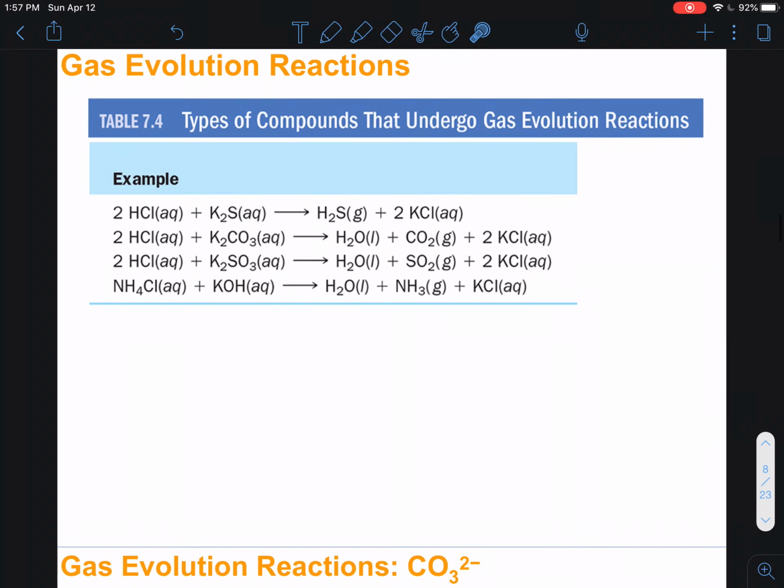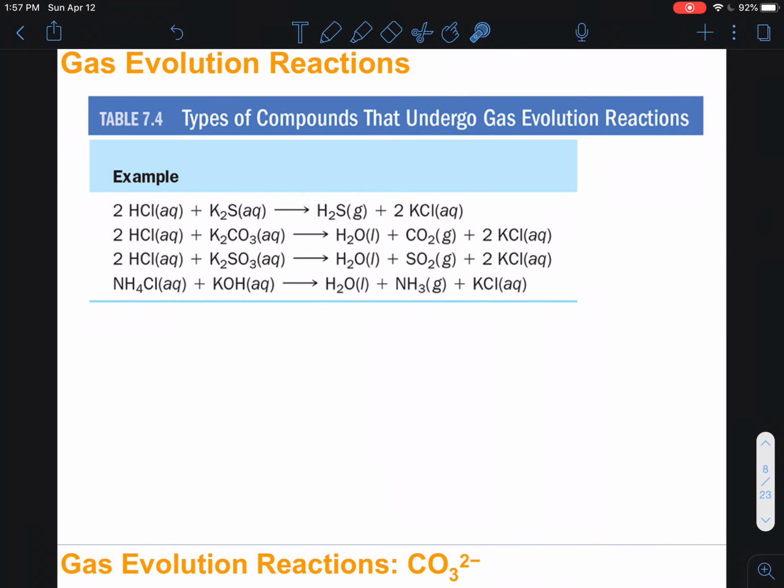Here are some examples. I'll do the first one, I'll do this one down here so you can see it. So let's say you have a word problem that says hydrochloric acid reacts with potassium sulfide, right?